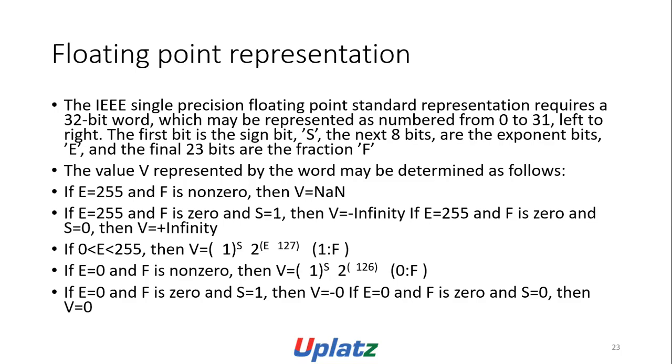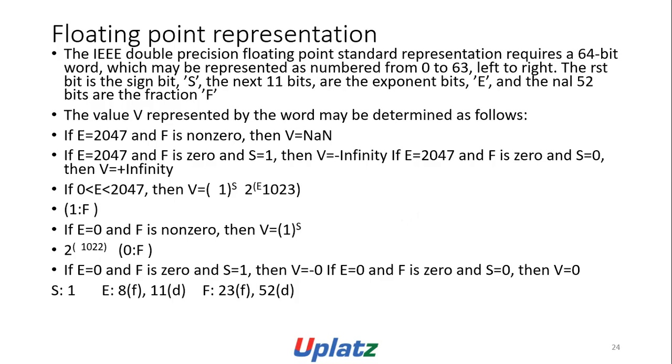If E is greater than 0 and less than 255, then V is equal to (-1) power S times 2 power (E minus 127) times (1.F). If E is 0 and F is non-zero, then V is equal to (-1) power S times 2 power (-126) times (0.F). If E is equal to 0 and F is 0 and S is 1, then V is equal to minus 0. If E is equal to 0, F is 0 and S is 0, then V is equal to 0.